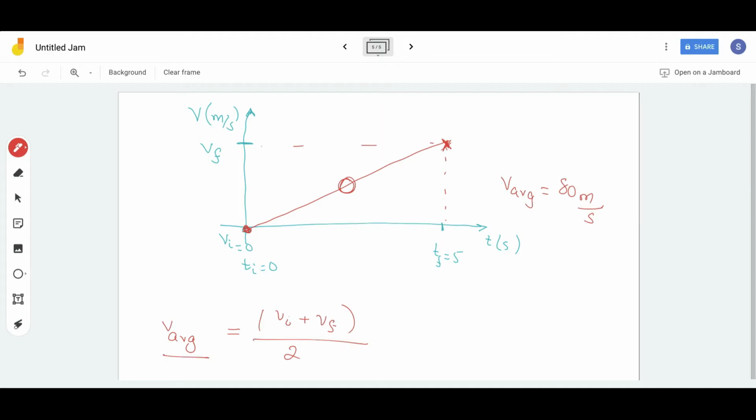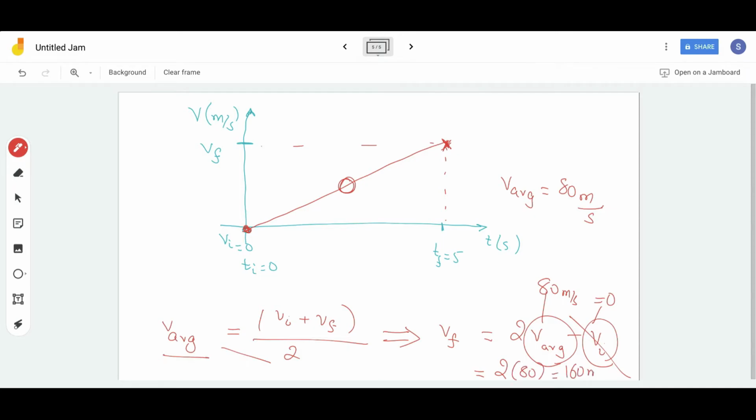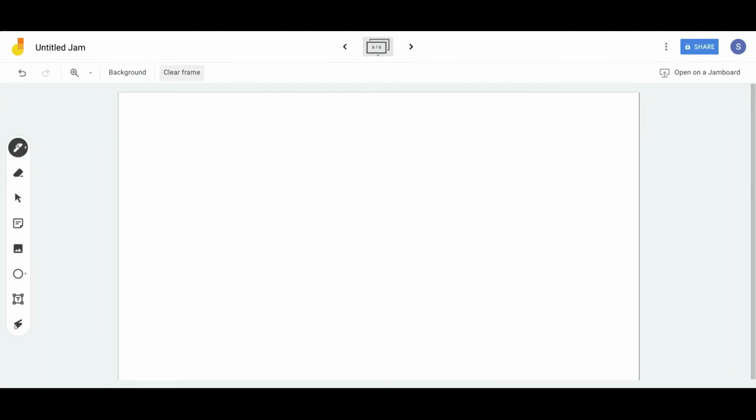If I rearrange this equation to solve for VF, multiplying by 2, it's going to be 2 times V average minus VI. Now VI is equal to 0, so this cancels out, and my V average is 80 meters per second. So I'm left with 2 times 80, which is equal to 160 meters per second. So my VF becomes 160 meters per second, and this is a perfectly fine example. Now, does the math add up?